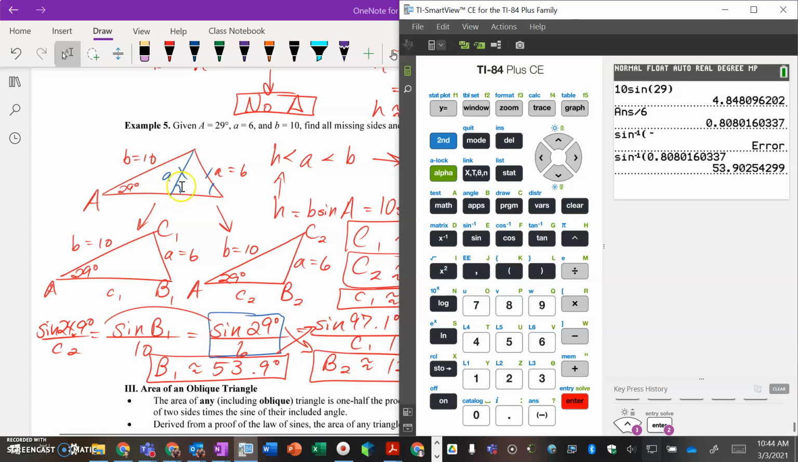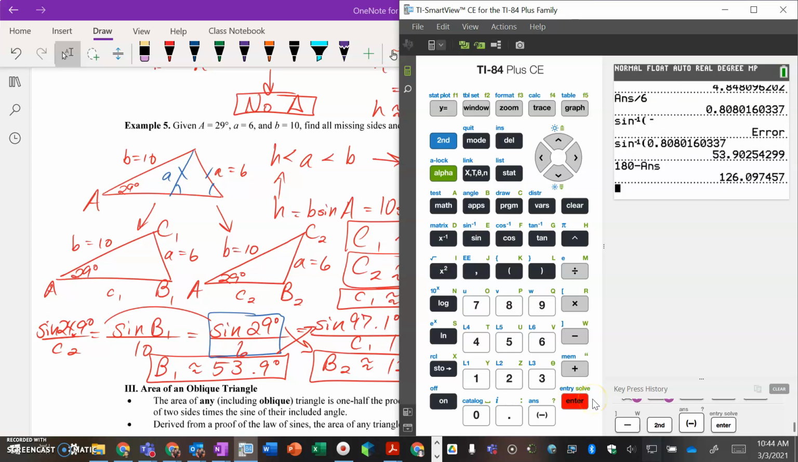And as I already said, these two are supplements. So what we can do is take the difference of 180 and the angle that I just came up with, which is 126.09. I want you to keep in mind all these decimals need to be saved on your calculator, or at least something that you can easily go back to. Certain calculators allow you to do that.